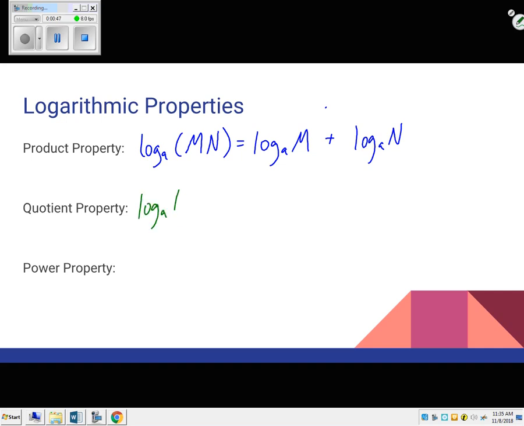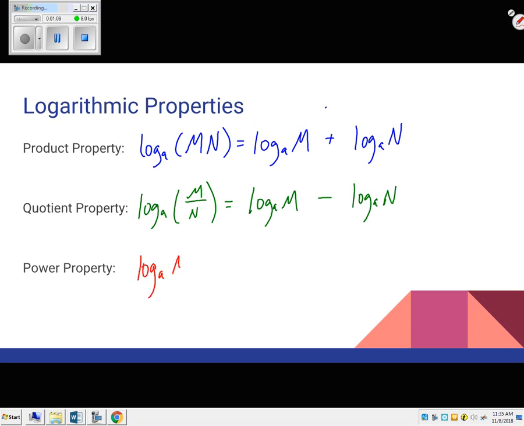I'm going to have log base A of m divided by n. So I can take log base A of m and log base A of n. But this time, since it's a quotient, I put a minus sign in between. Finally, we have the power property.